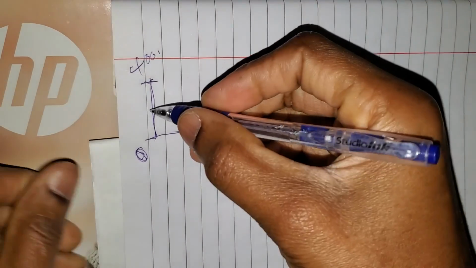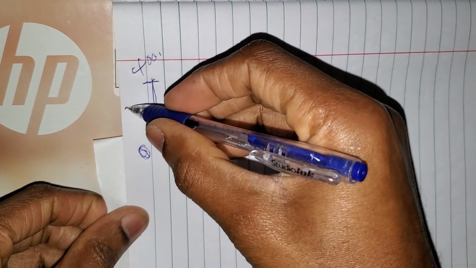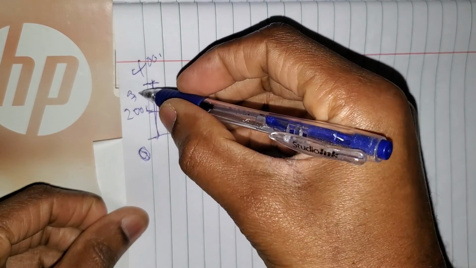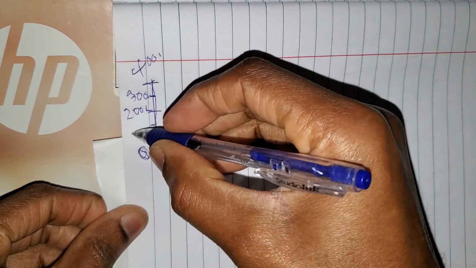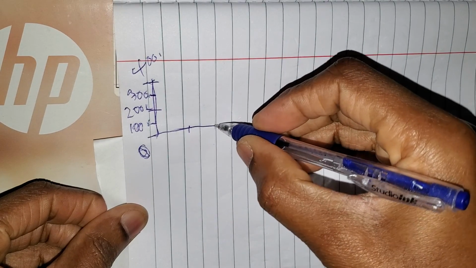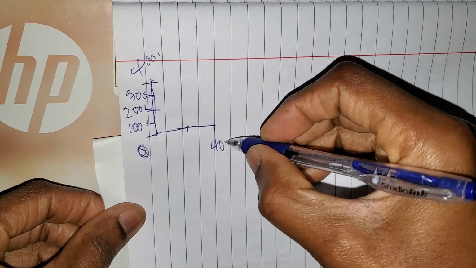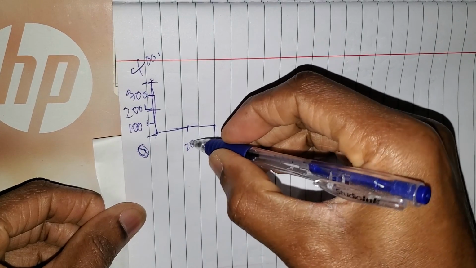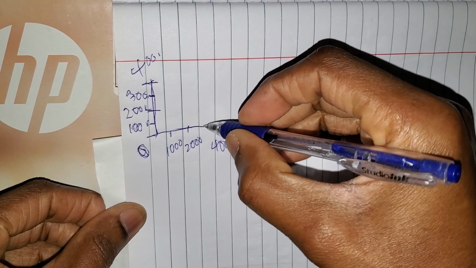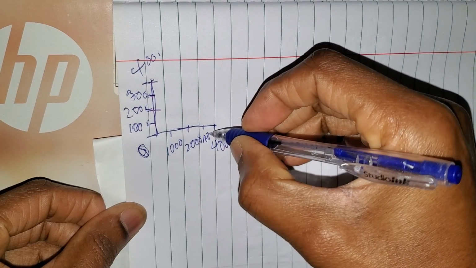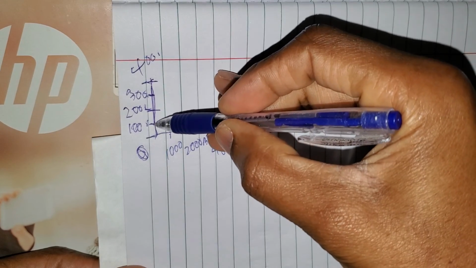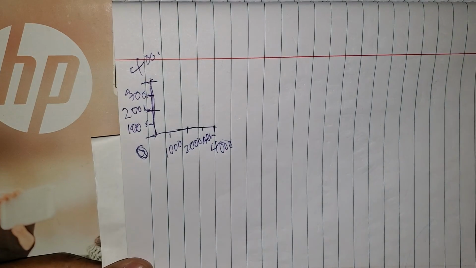Let's say this represents 4,000. Here would be 2,000. Here 3,000. Here 1,000. This point 4,000, 2,000, 1,000, 3,000. So I'll be using this as a scale to draw a sketch outline for the floor plan.